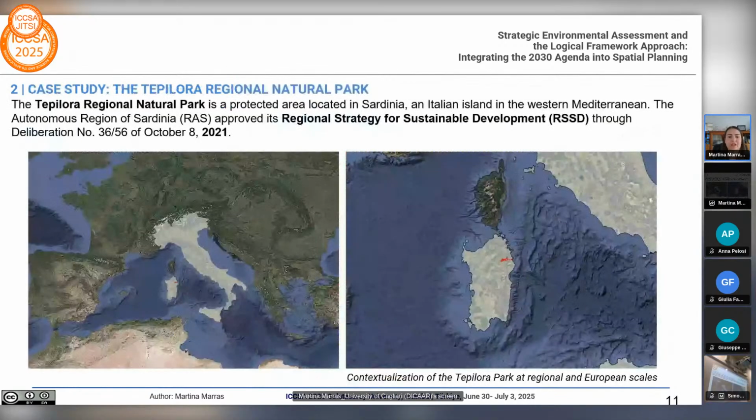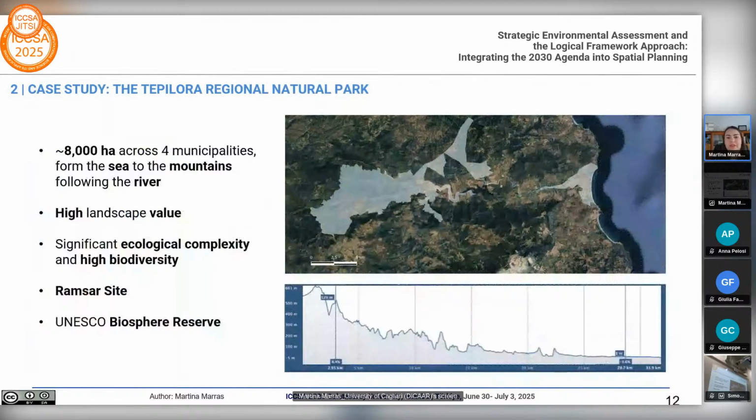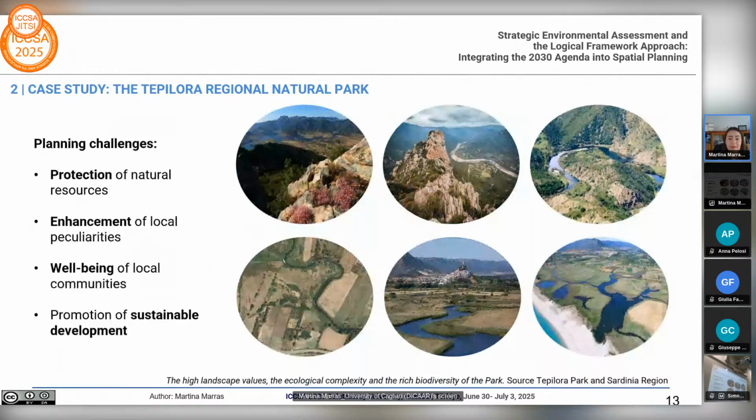The case study is the Tepilora Regional Natural Park, a protected area located in Sardinia, an Italian island in the Western Mediterranean, that approved its regional strategy for sustainable development, referred to as RSSD, in 2021. As shown in the map and in the section, Tepilora Park spans roughly 8,000 hectares, extending from the inland mountains across an agricultural plain to the coast, following the course of a major regional river. The area encompasses a landscape of high value, ecological complexity, and rich biodiversity. The river's mouth is designated as a Ramsar wetland, and part of the park lies within a UNESCO Biosphere Reserve. So in this context, the main planning challenges include the protection and enhancement of natural resources and local peculiarities, the well-being of local communities, and of course, the promotion of sustainable development.